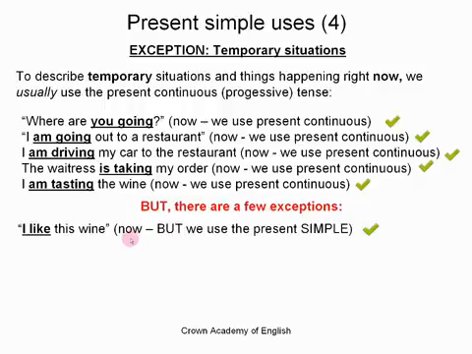And so normally you would think, well, we would use the present continuous because it's temporary. But no, this is one of the exceptions. So a verb like "to like," we use the present simple. Okay, we do not say, "I am liking this wine." Oh, yes, okay, it's happening now. It's a temporary situation. But that is wrong. That is grammatically wrong.